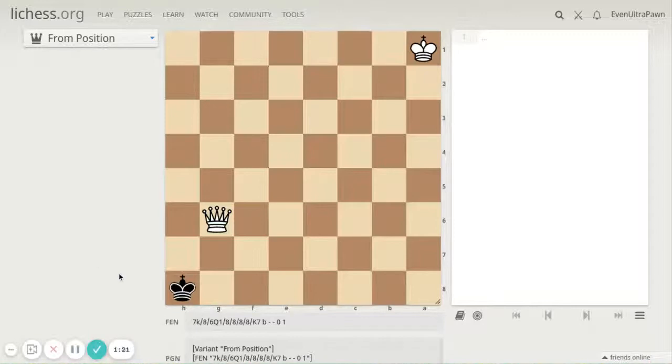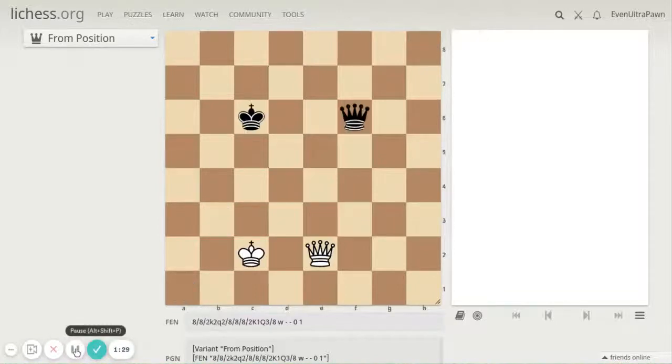So here we're going to go. 5 ways to draw a game. Stalemate. Now we're going to go on to another one. So we've got 1 out of 5. Okay. Second way to draw a game is called Threefold Repetition.